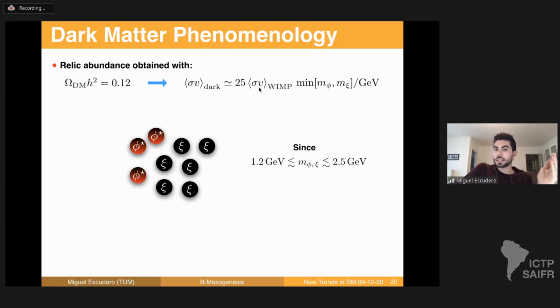The reason this is half an order of magnitude larger is because our process is non-thermal, it has nothing to do with typical WIMP freeze-out. We are producing dark matter particles, and then they need to annihilate in order to be depleted.